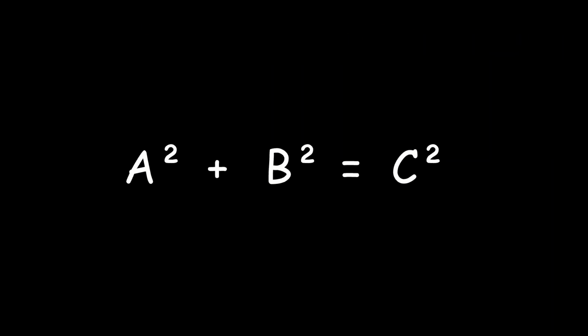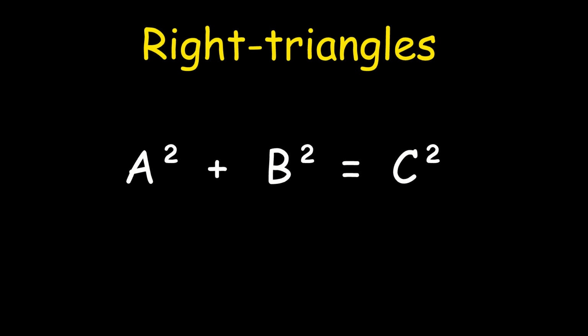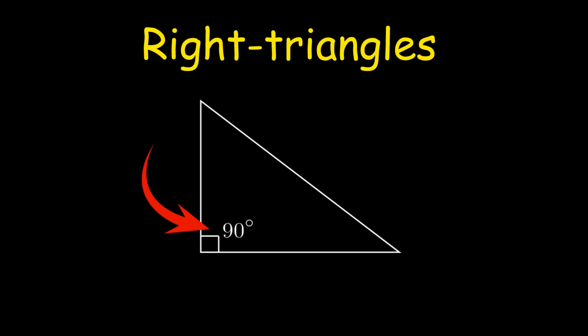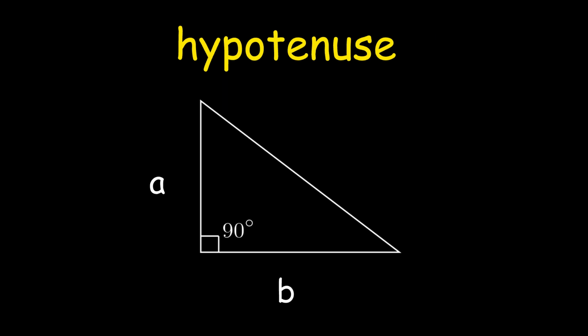The most important rule when it comes to the Pythagorean Theorem is that it only applies to right triangles, triangles with a 90-degree angle. We label the two shorter sides A and B, and the longest side, the one directly across from the right angle, is called the hypotenuse, and we typically label that C.